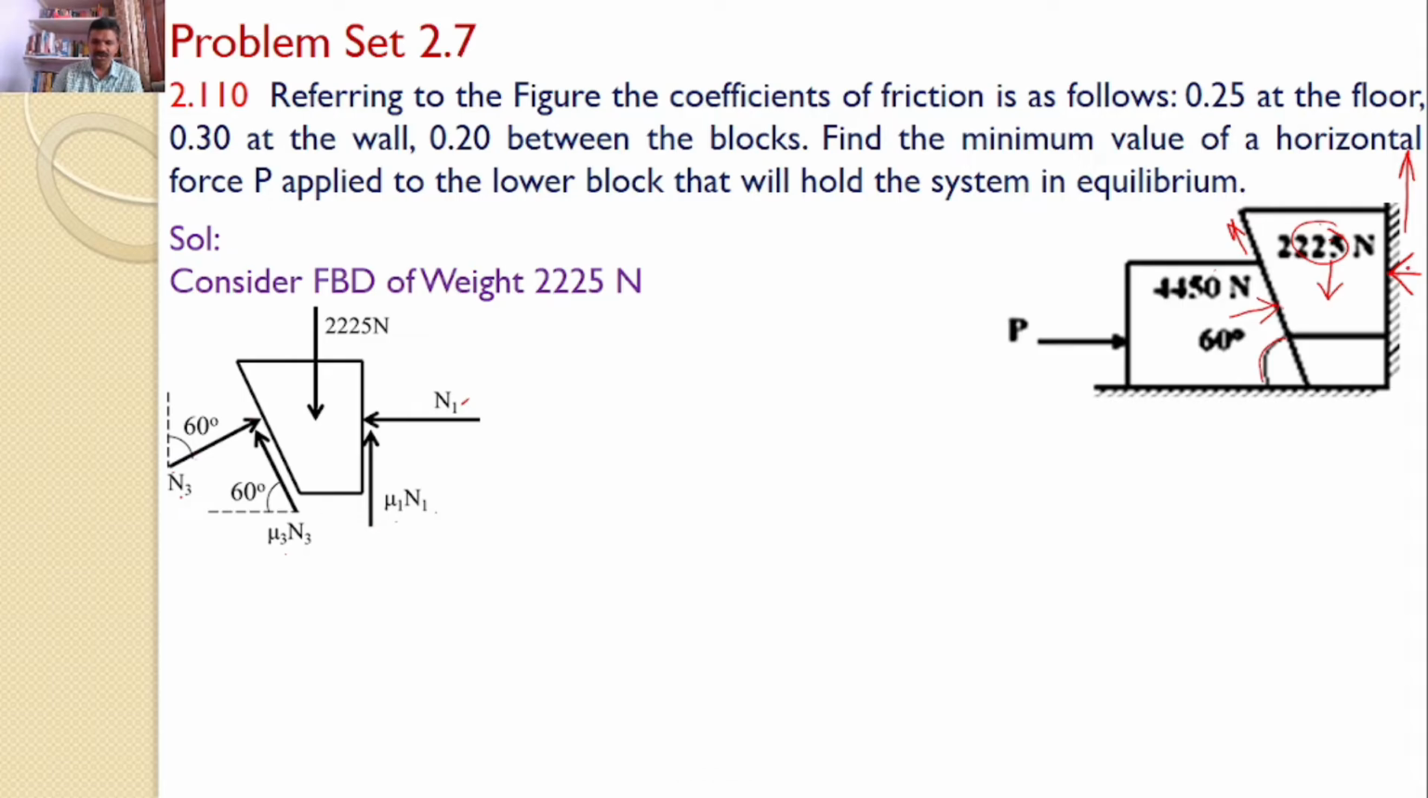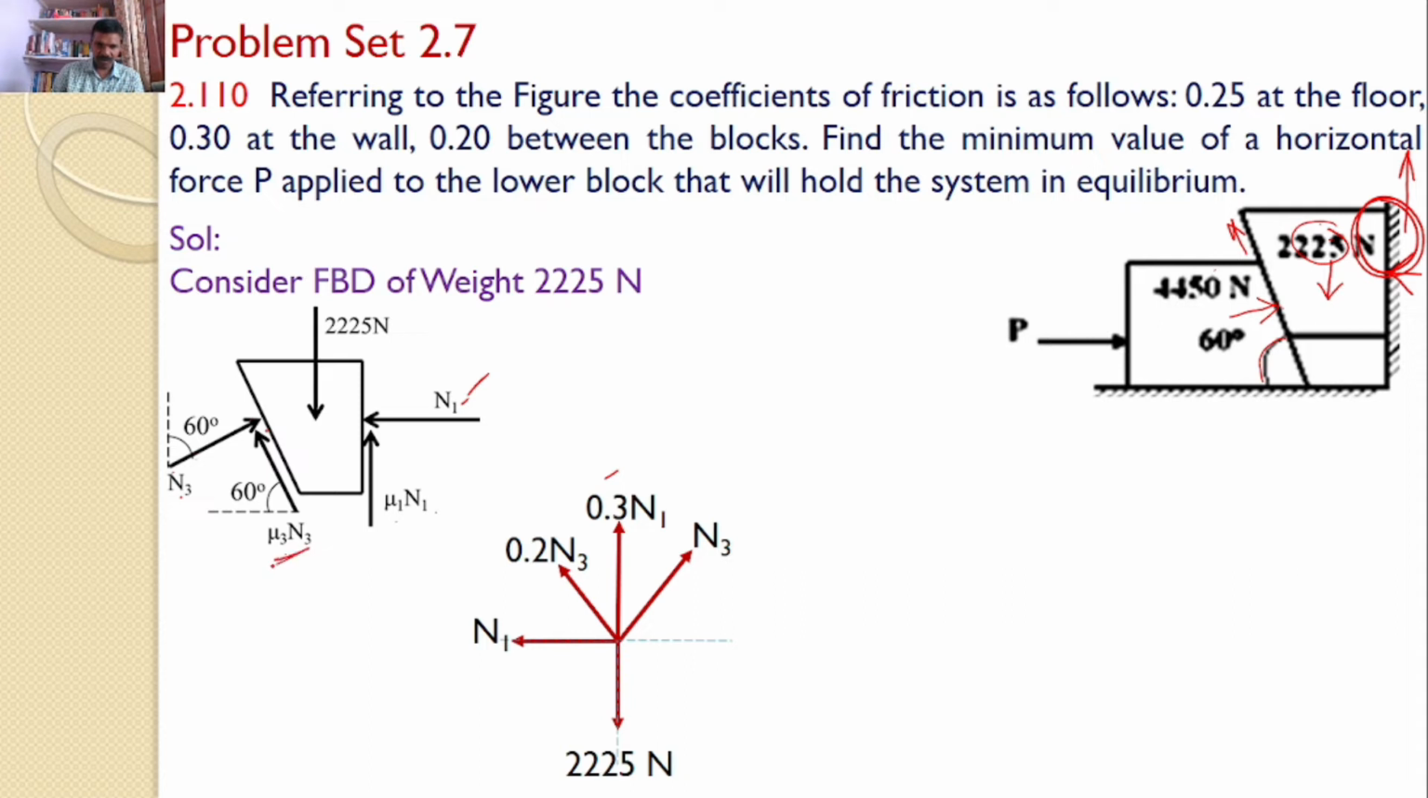Now let us transfer all those forces onto a separate xy plane. Now we have the self weight 3.25 newtons, the normal reaction N1, then the frictional force 0.3 N1, because here the coefficient of friction is 0.3. Next one is N3, which makes an angle 60 degrees with the vertical. And then the frictional force 0.2 N3, because between the blocks the coefficient of friction is 0.2. Now, we know very well the angle made by N3 with the vertical is 60 degrees, and the 0.2 N3 makes an angle 60 degrees with the horizontal.